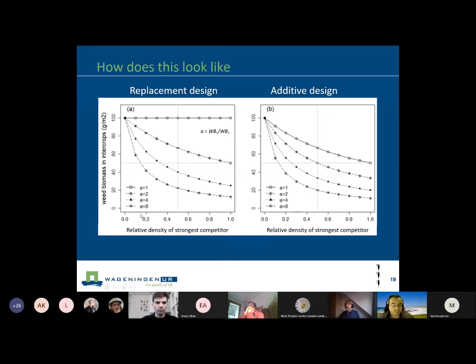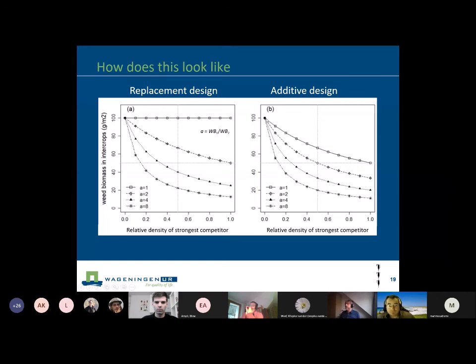the intercrop with different fractions of the more strongly competitive crop, then we find that already the addition of a relatively small amount of the stronger competitor makes a major difference. It clearly reduces the weed biomass that is found compared to what is found with the poorly competitive crop. And something similar is found over here, where we've made the calculations for an additive design.